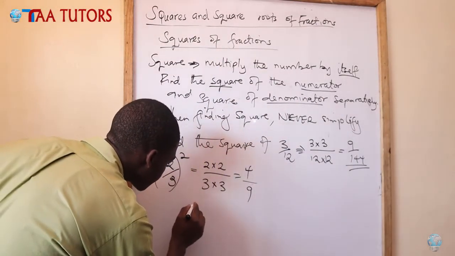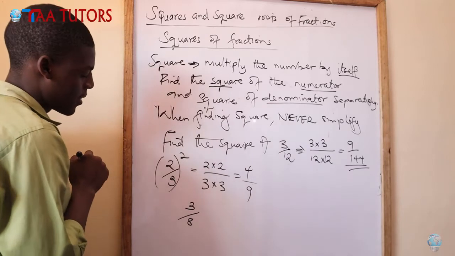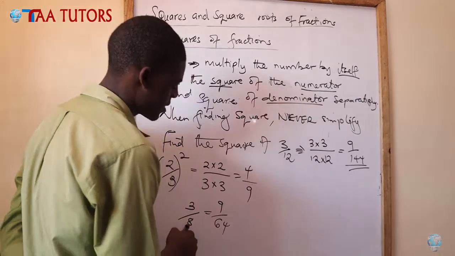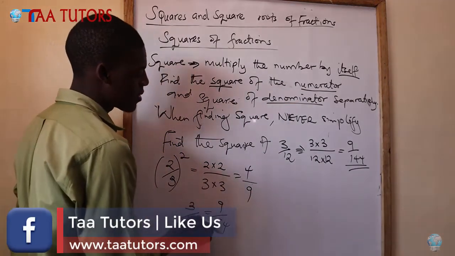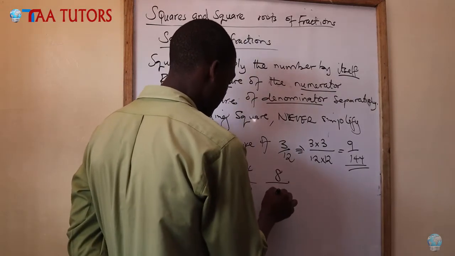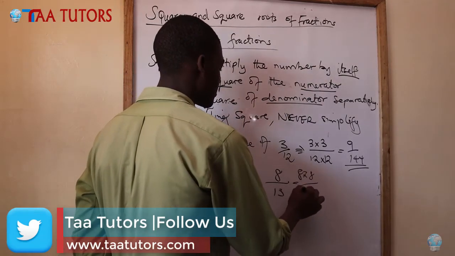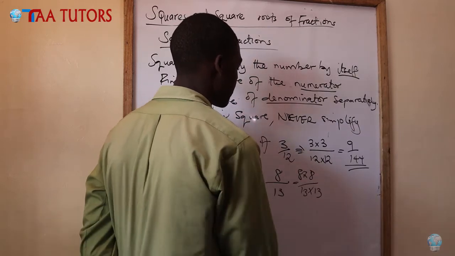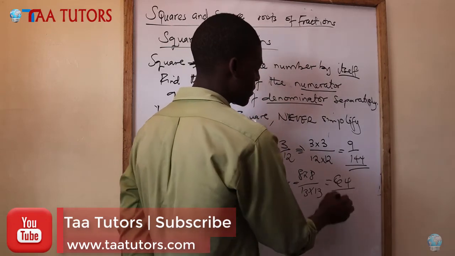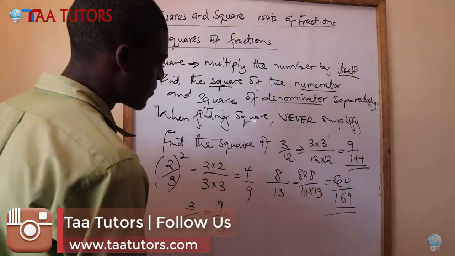Another one can be 3 over 8. The square will be 9 over 64. Just take 8 times 8, then 3 times 3. You are getting 9 over 64. Let's try this. 8 over 13. 8 times 8 over 13 times 13. 8 times 8 is 64. 13 times 13 is 169. So that one becomes our square.